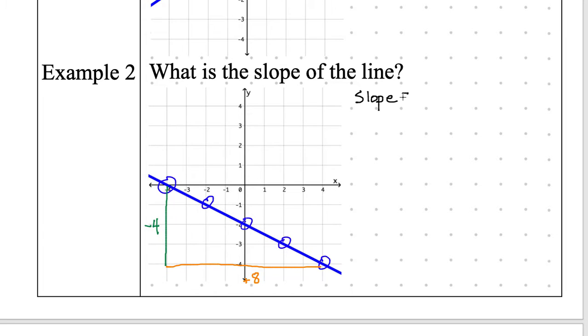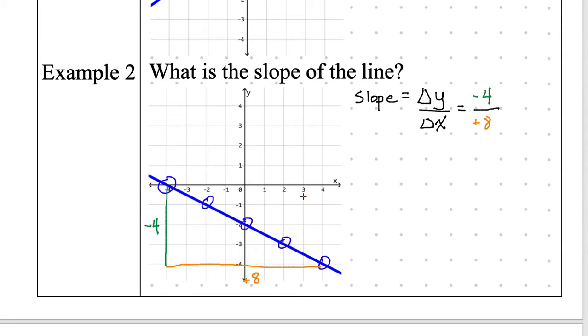Slope, by definition, is equal to delta y over delta x, the change in y divided by the change in x. Well, what is the change in y? What is the up and down change? The up and down change is negative 4. So it's going to be a fraction: negative 4 on the top, and on the bottom I'm going to get positive 8. And then I'll have to reduce.